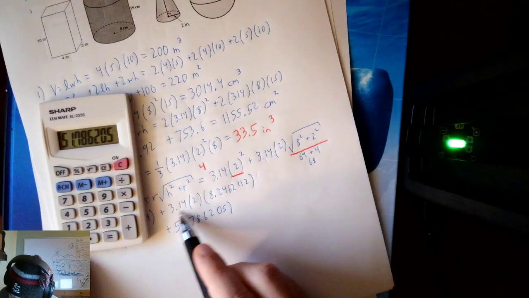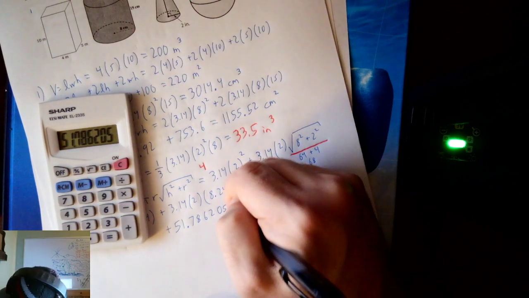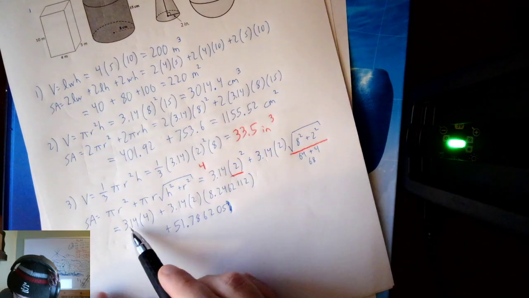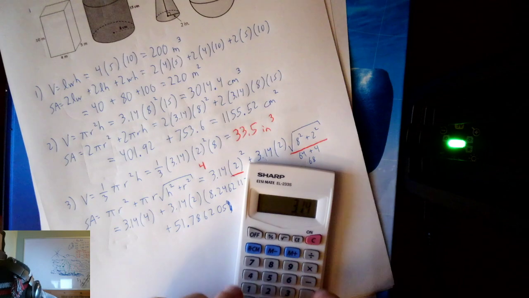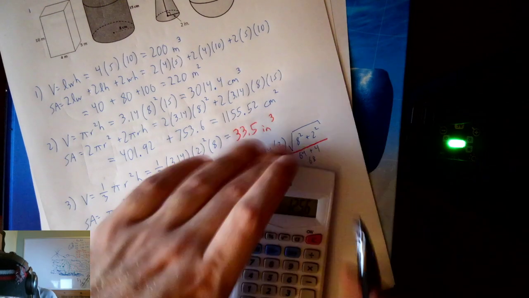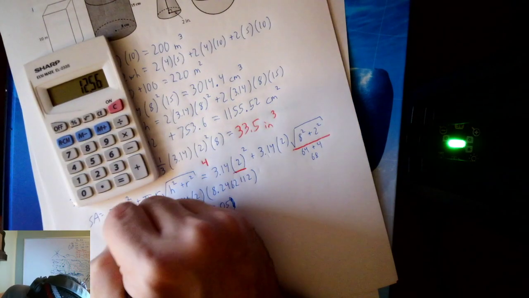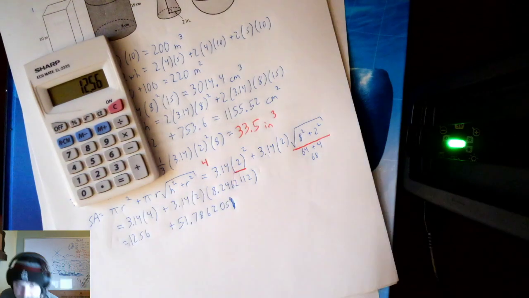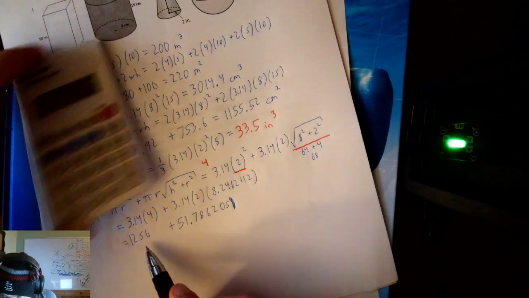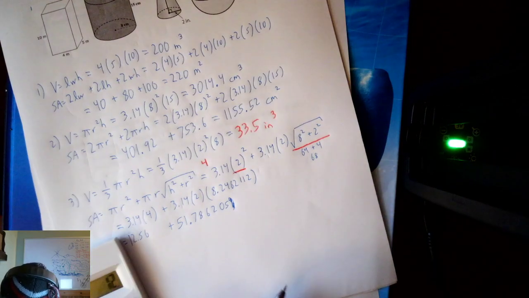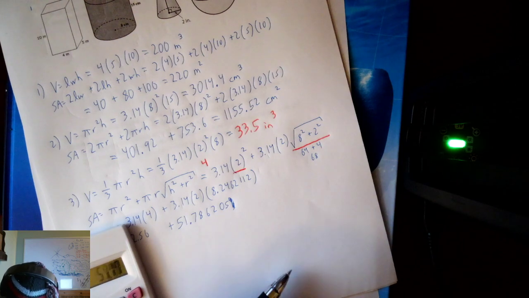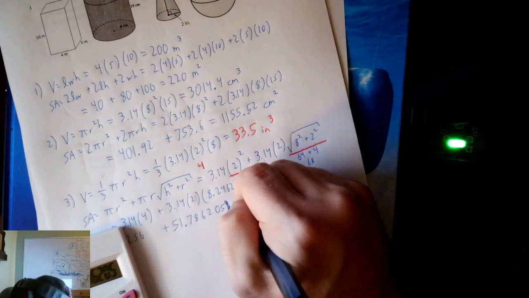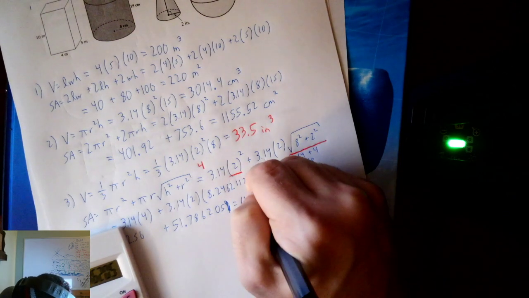51.786205 when I multiply these three numbers together. Oops, sorry, I don't need that parentheses. Now, the first one was 3.14 times 4. Let's see, 3.14 times 4 gives me 12.56. So I'll put 12.56 down. Now I need to add these. 12.56 plus 51.786205 gives me 64.35.